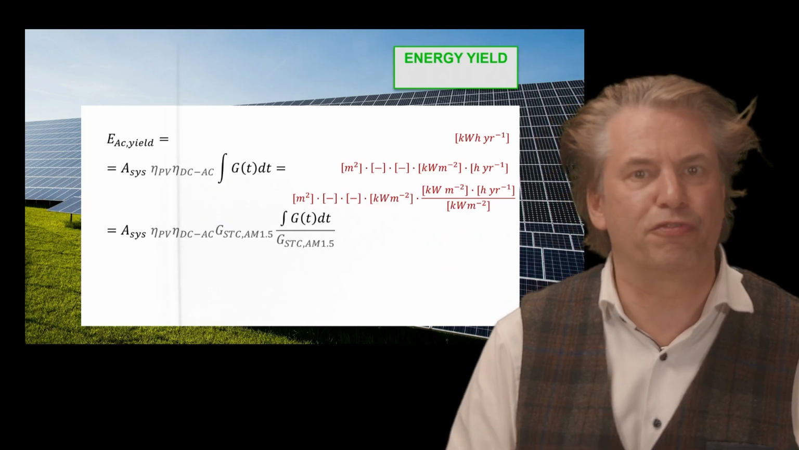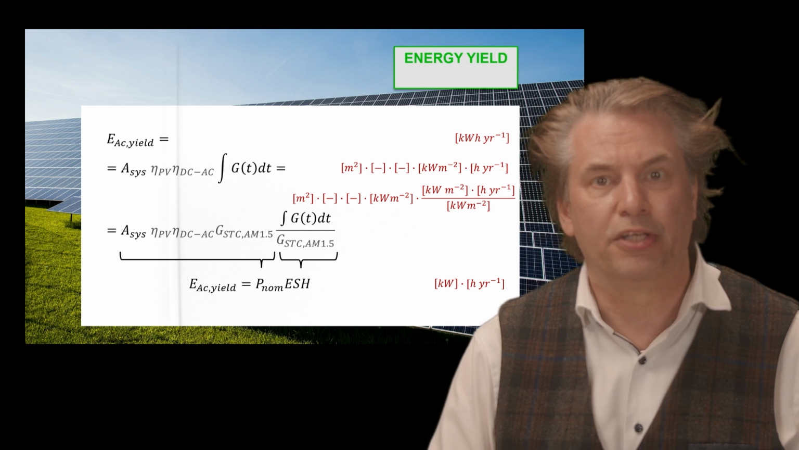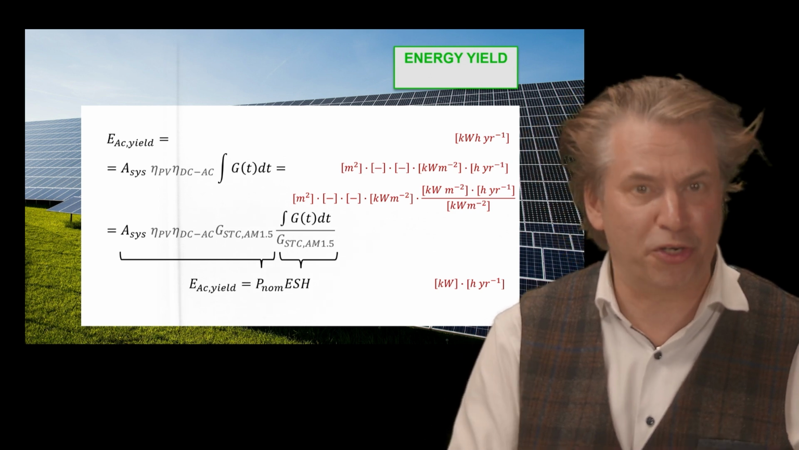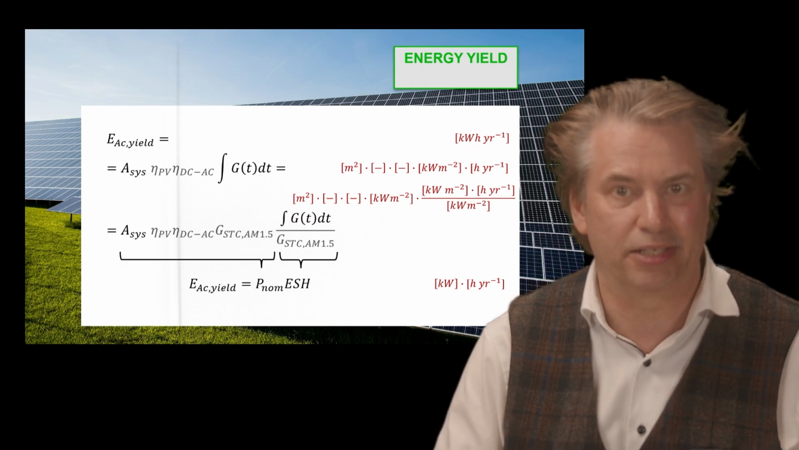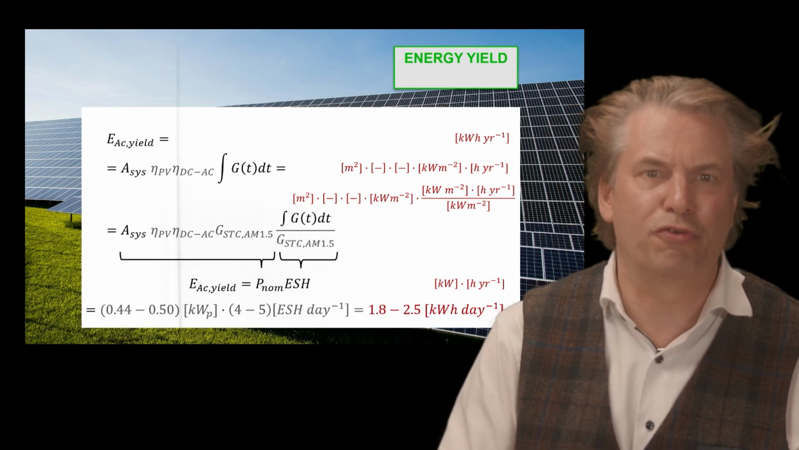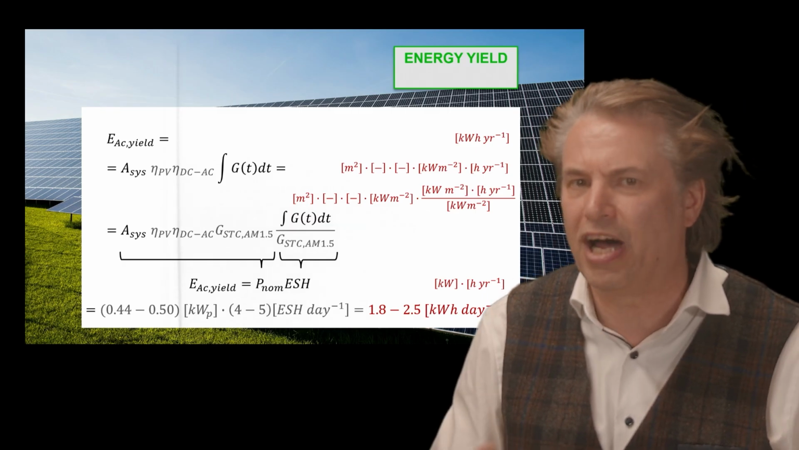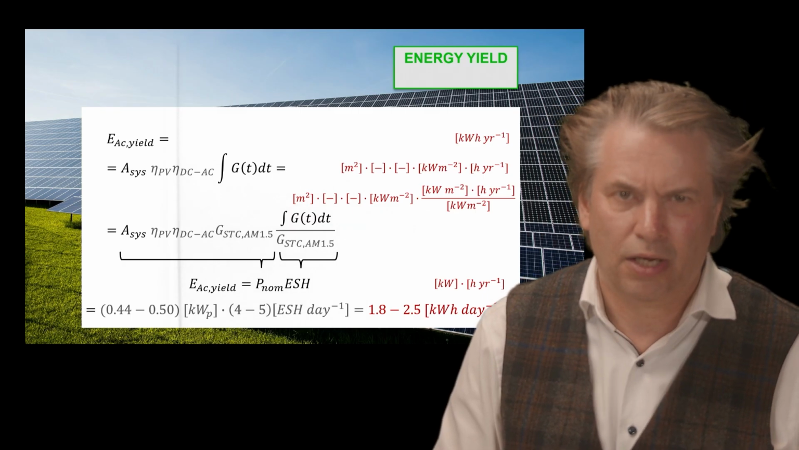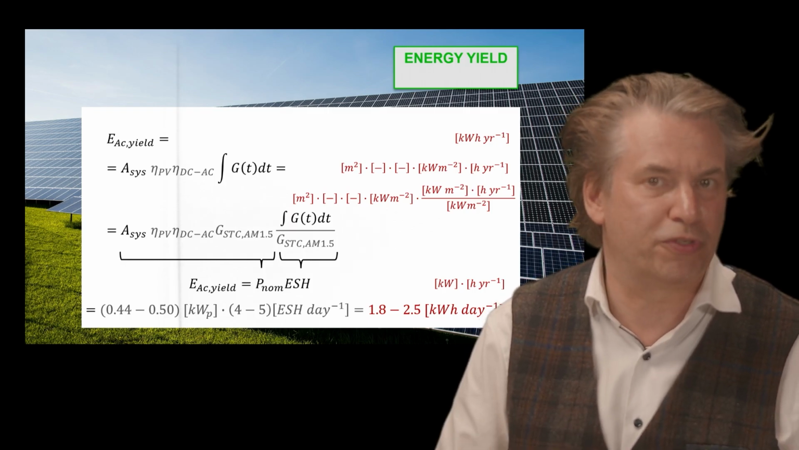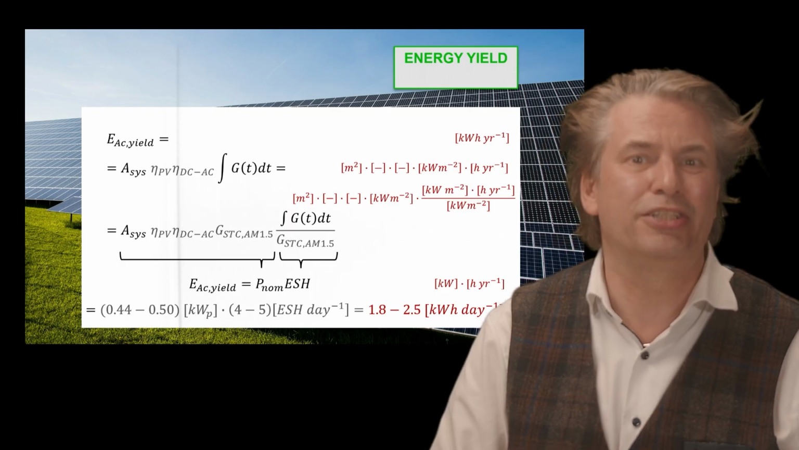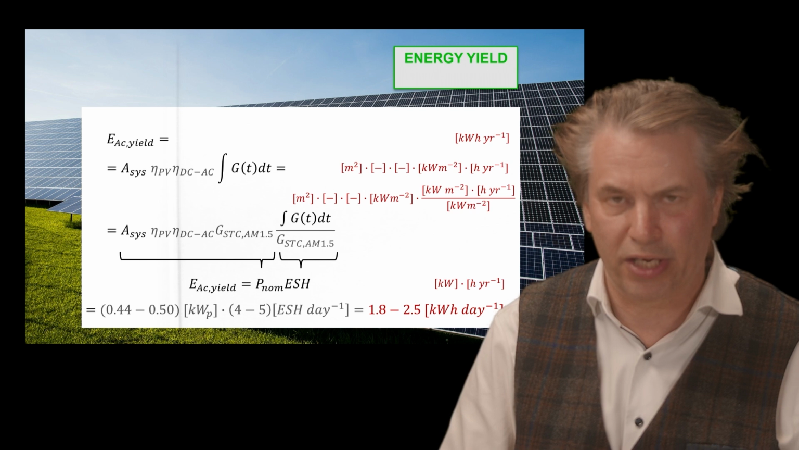If you insert the irradiance of the standard test conditions into the equation, the expression can be rewritten as the product of the nominal power and the equivalent number of sun hours in a year. On average, over the surface of planet Earth, the daily irradiation is equal to 4 up to 5 equivalent sun hours. Let's consider the yield for a single day of a typical 2 square meter photovoltaic module, and that will then generate 1.8 to 2.5 kilowatt hours per day if we plug in the numbers.